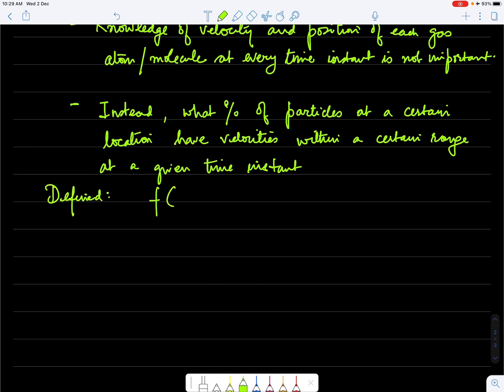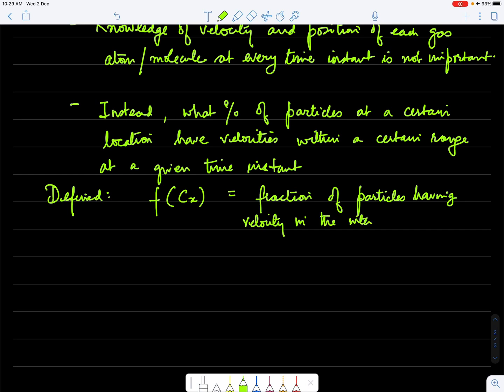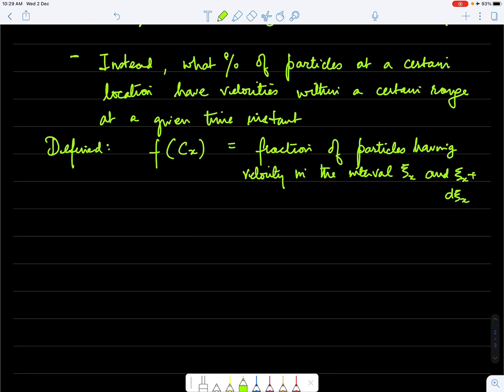a function f, which describes the fraction, or I should say density, of particles having velocity in the interval xi x and xi x plus d xi x. So that becomes a fraction of particles which have this velocity.